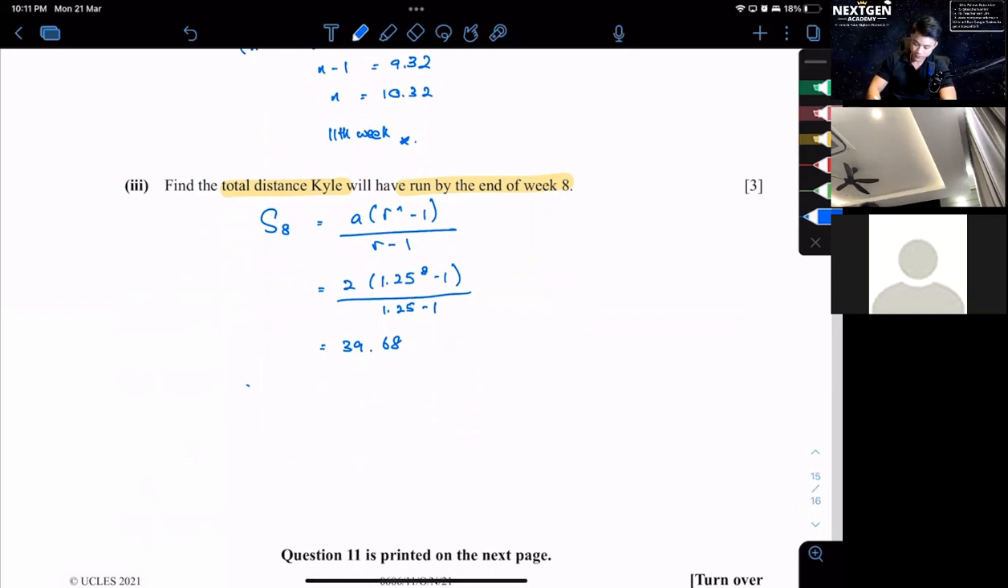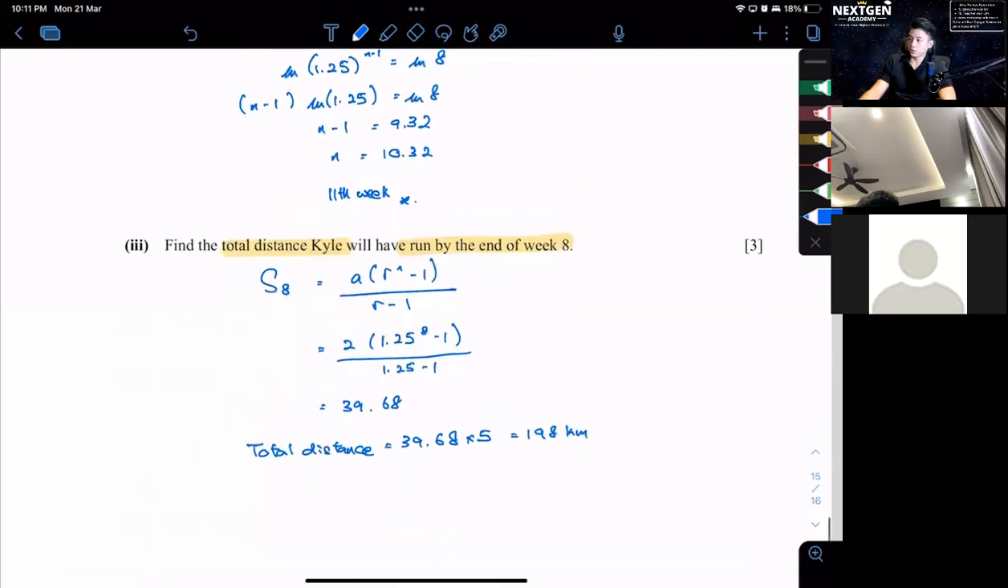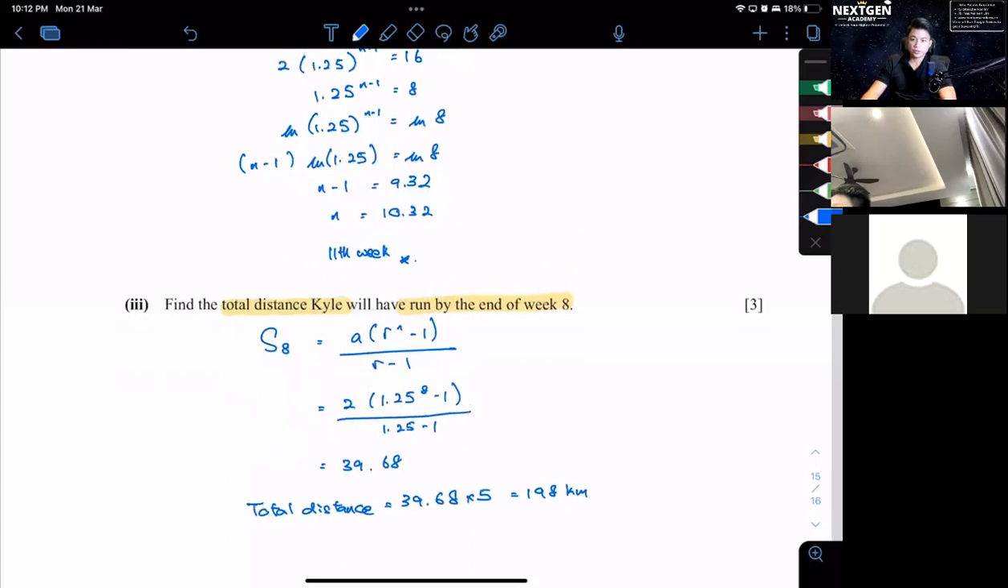Total distance. So make sure that you multiply by 5, because 39.68 is just the 1 day only. Okay, we need to multiply by 5 days because every week he runs 5 days. So total will be 198 km. Okay, 198 km. Any question? This part? Arithmetic, geometric? Okay, okay.